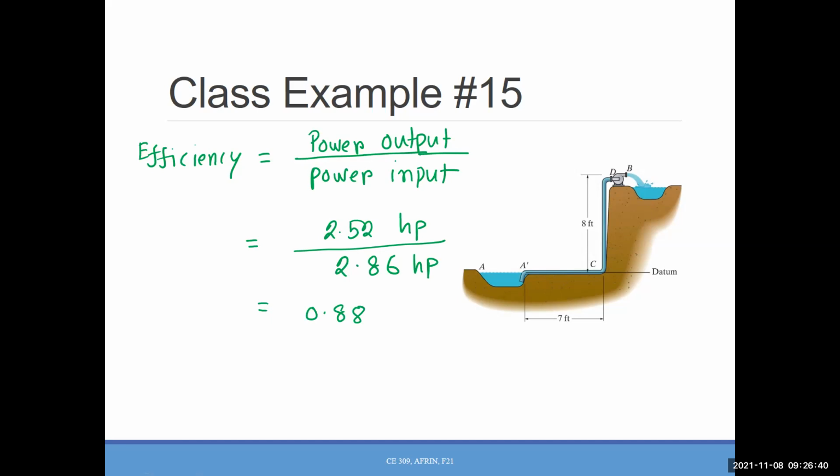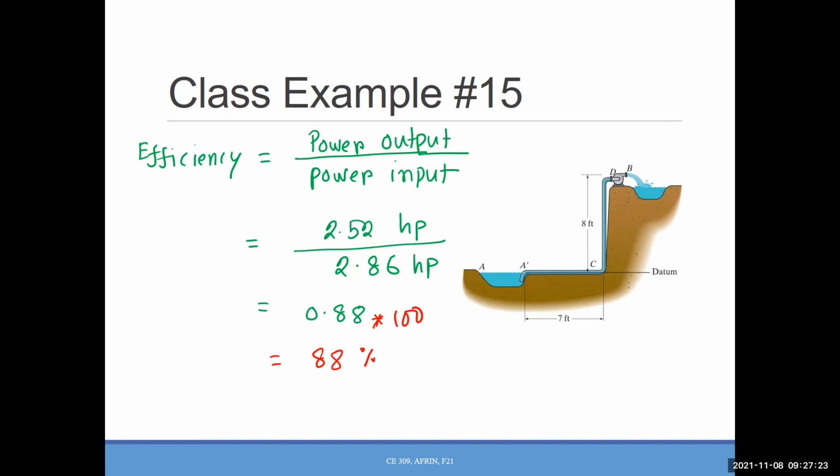But for any reason, if I ask you to calculate the efficiency in percentage, usually we express the efficiency in percentage. So you will just multiply that by 100 and you will get the 88% efficiency. Okay, that means if you supply 100 horsepower, this pump can give you 88 horsepower, and 12% is getting lost due to different types of friction loss and everything. Okay, if there was no loss, you would get 100% efficiency. That is never happening.